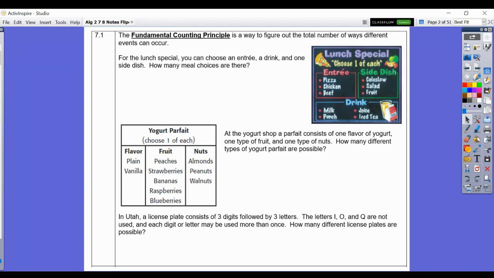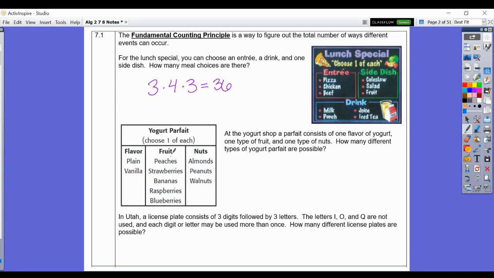So here on the screen, hopefully you can see this picture of a lunch special, and these notes are available to print out and follow along with me as well. For the lunch special, you can choose an entree out of the 3 choices here, a drink out of the 4 choices, and 1 side dish, and that would make a meal. So the fundamental counting principle just says, since we have 3 entrees, 4 drinks, and 3 side dishes, we can just multiply those different numbers of outcomes together to figure out how many different combinations of meals I could come up with from this menu. And so the answer is 36.